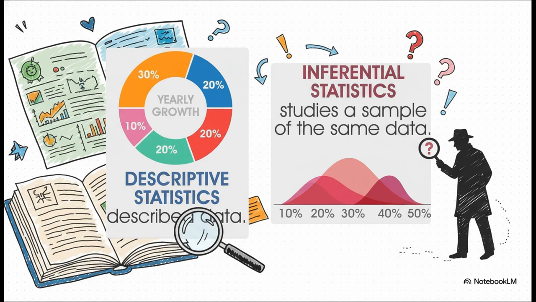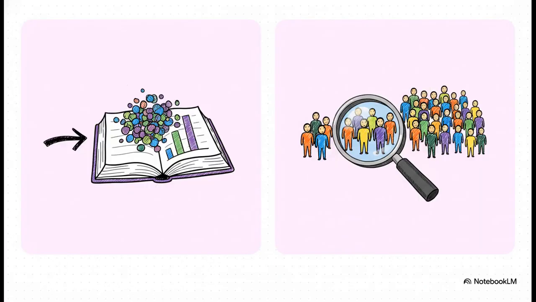But on the right, you've got inferential statistics. This one's more like a detective. It takes a small piece of evidence and tries to make a really good educated guess, an inference about the whole big picture. Let's break that down just a bit more.